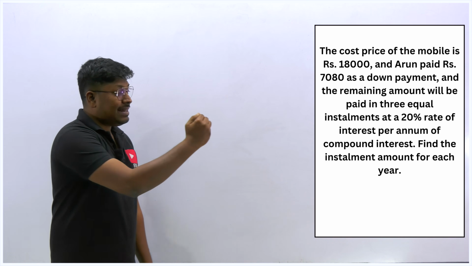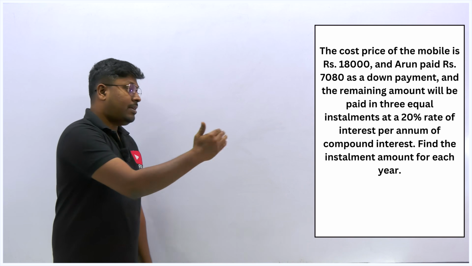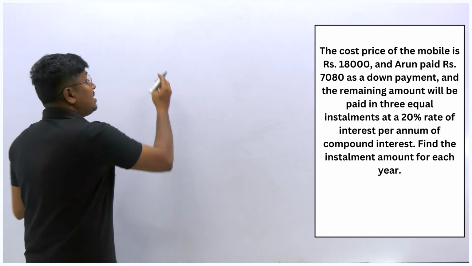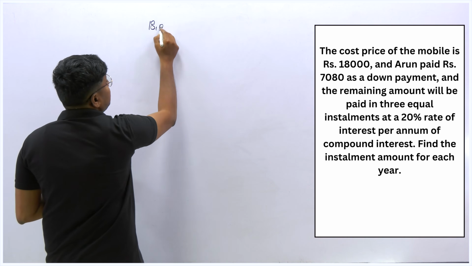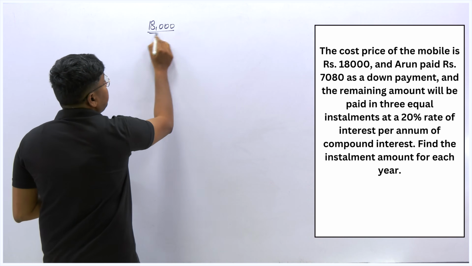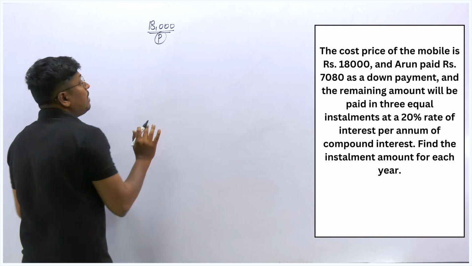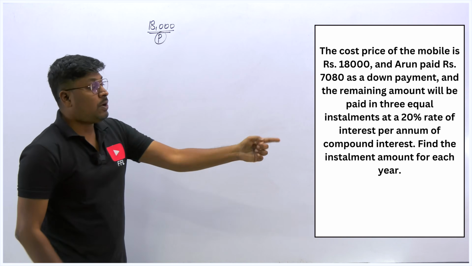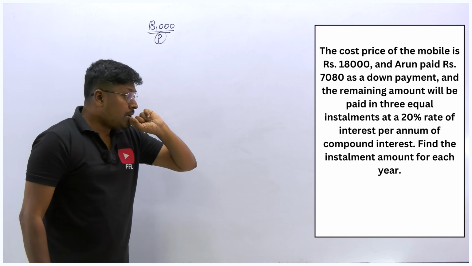First, understanding this question is very easy. Here the cost price of the mobile phone has been given, which is 18,000. Just be careful while applying the values in a formula. Why? Because this is the principal. So this is the principal of the mobile phone that costs 18,000. Now the person, Arun, paid how much? 7,080, how much he paid?